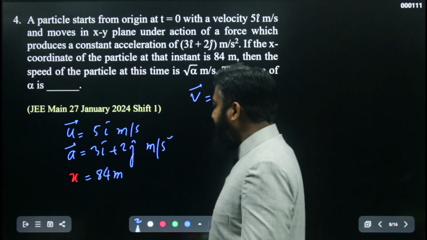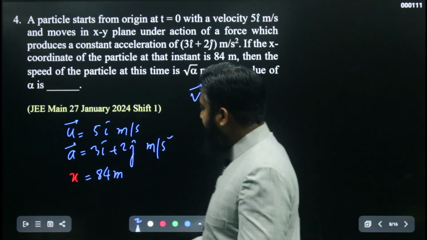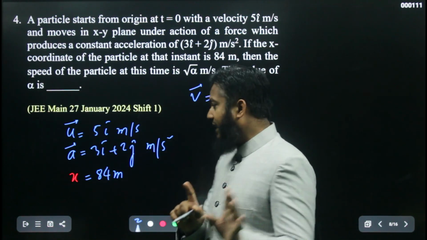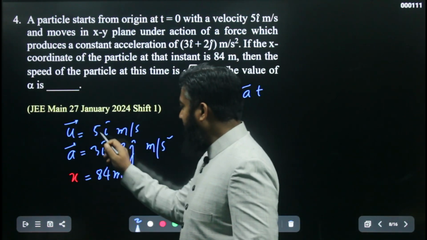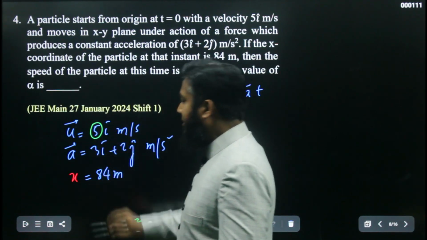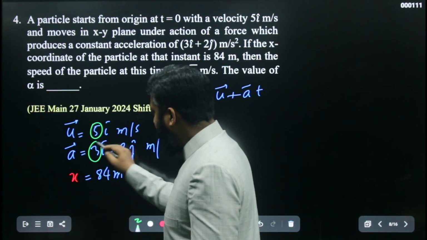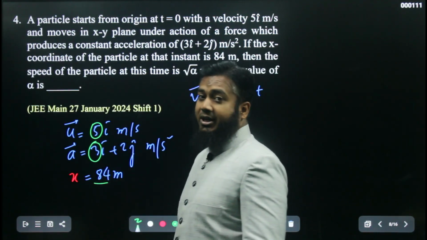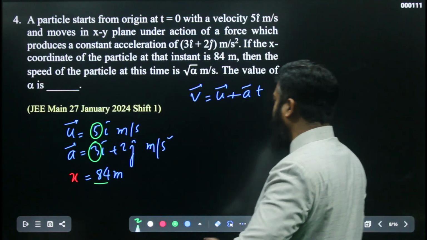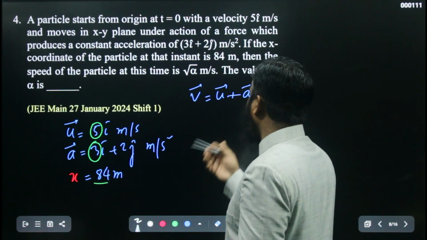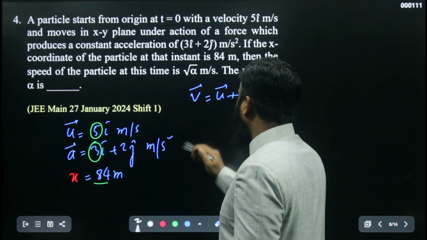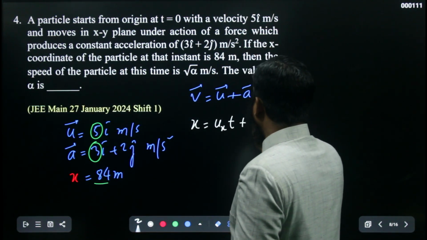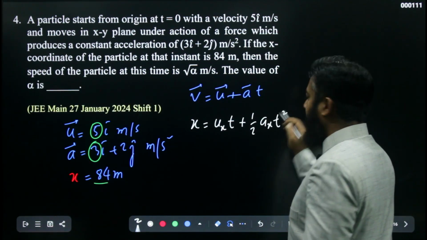Okay, so let's find out. Now x coordinate is 84 meter. So let us solve this question only along x-axis. So along x-axis, initial velocity is 5 meter per second, and along x-axis the acceleration is 3 meter per second square, and then at some time x coordinate or displacement along x-axis is 84 meter. So let's use the second equation. So second equation along x-axis is x is equal to ux into t plus half ax into t square.